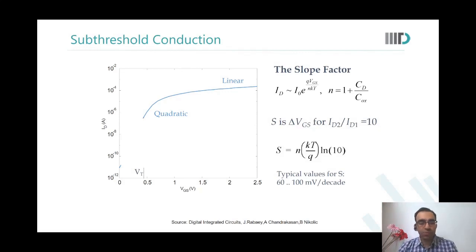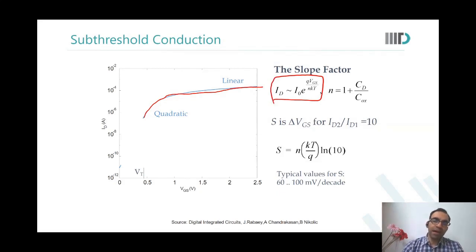So far, in the super threshold region, that is above VT, we saw that it remains quadratic for some time, then it goes linear. What happens in the subthreshold region? The current changes exponentially. You remember this equation, the diode current? Yes, sir. And the slope that we have in this region is called the subthreshold slope, this S.